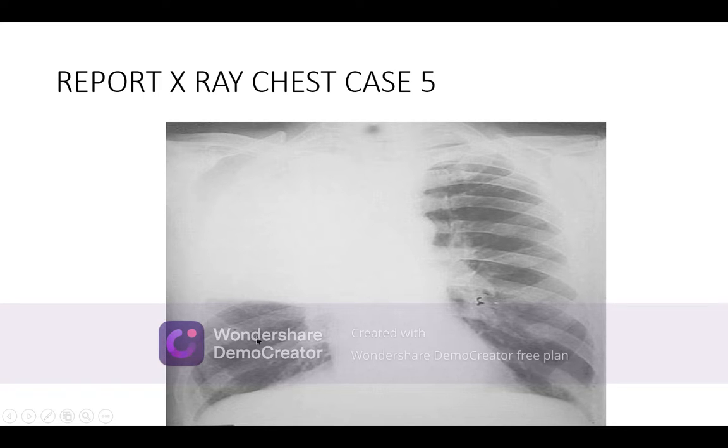So, conclusion is that we have dealt with the opacity, which is homogeneous opacity without curve. It's a single opacity. It is neither displacing anything. Trachea is not displaced, it is not displacing the mediastinum either. And it is without curve, no LHS curve, no meniscus sign.